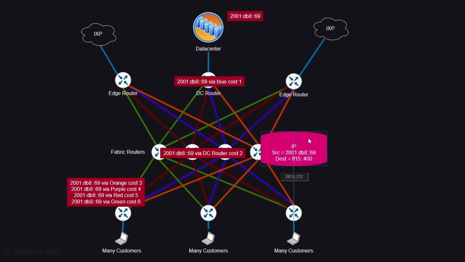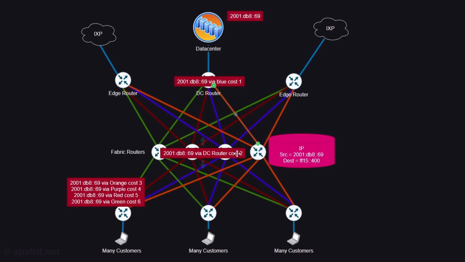So now we send our multicast down the network. So it ends up here, the orange router. The orange router normally would look at its destination and look at its forwarding table and say, where is it going? But it's a multicast, so it doesn't do that. Instead what it does, it looks at the source address. And it does two things. So the first thing is it checks what its route would have been to the source address. So in this case, 2001:db8:69, that is via the DC router link, which is this link, cost 2.